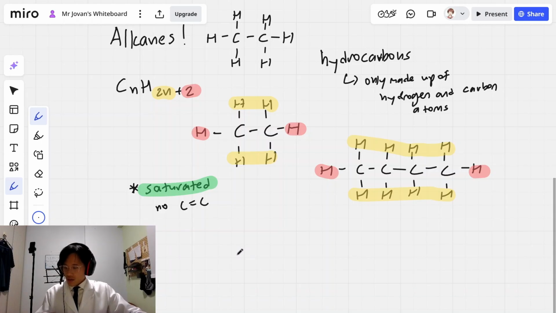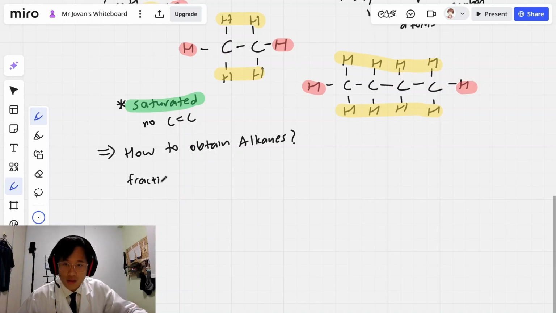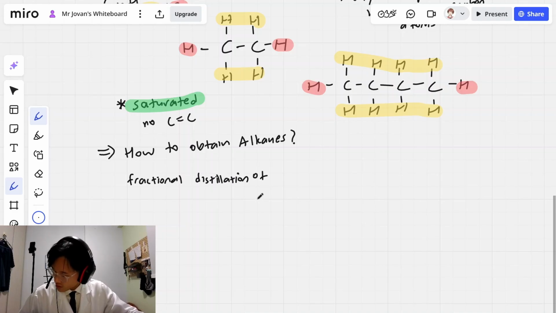Now, we know that alkanes are saturated hydrocarbons, and they have this general formula. Now, let's learn how to obtain alkanes. Alkanes are actually obtained from fractional distillation of crude oil.